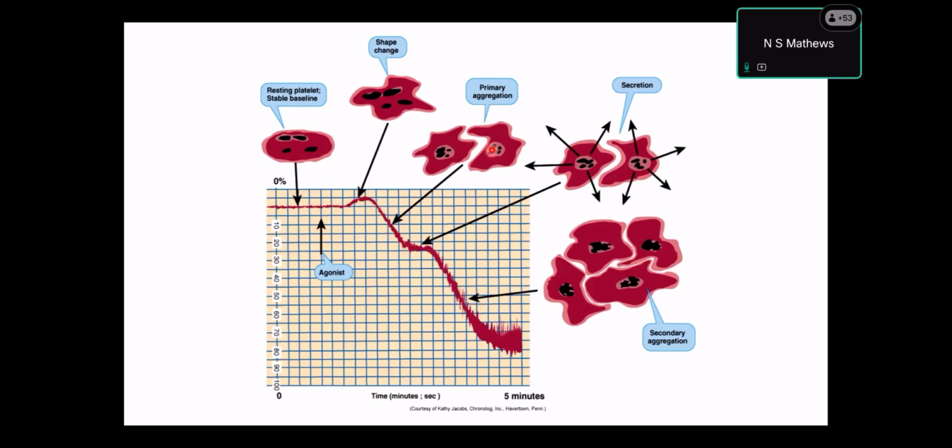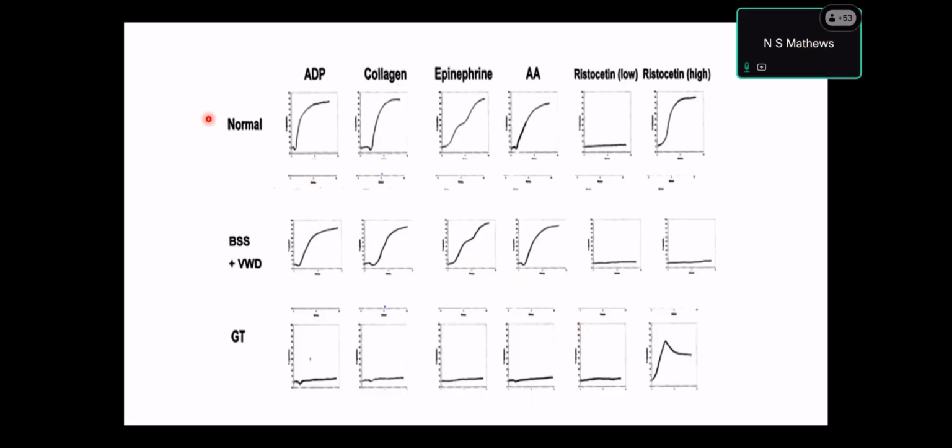Then after the primary aggregation, the platelets secrete their contents, alpha granules, dense granules, etc. This bulge here is due to the secretion. This secretion leads to more platelets aggregating. That's your secondary wave. So you have your shape change, your primary wave, and your secondary wave. If you have a normal sample like yours or mine and do platelet aggregometry, it will show aggregation with ADP, collagen, and epinephrine. With epinephrine, you will see these two phases very clearly because it's a weaker agonist and takes its own sweet time. Otherwise, many times you don't get to see the primary and secondary waves.